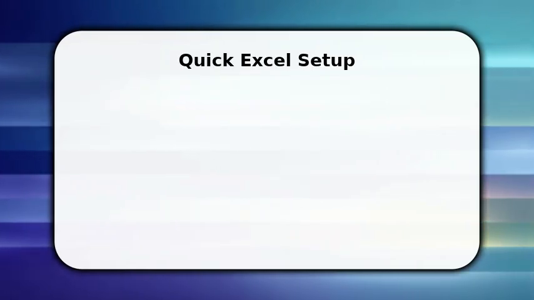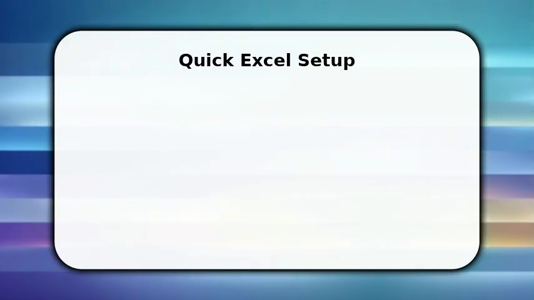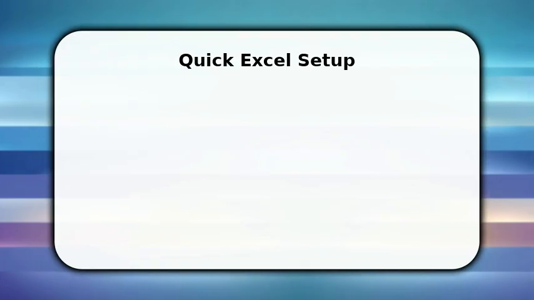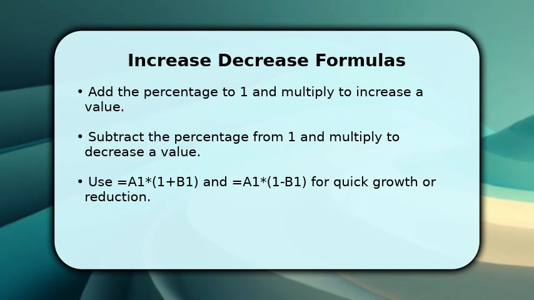Open Excel and enter the base value in A1 and the percentage in B1, then type equals A1 asterisk B1 to calculate the amount. If you type 25%, Excel automatically treats it as a percentage, or use 0.25 as the decimal. Drag the formula down to apply it to many rows and use Format Cells to show percent or currency.